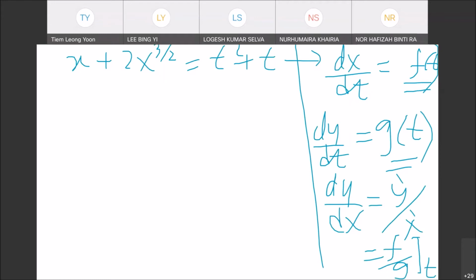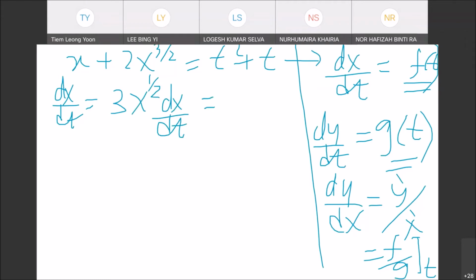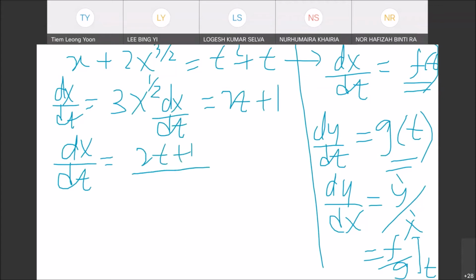So the first point here will give you dx/dt. Differentiating, this will be 3x^(1/2). Then you have dx/dt. Now let me know if I'm doing it incorrectly. So this would be 2t plus 1. Okay, so I have my dx/dt: dx/dt equals 2t plus 1 divided by 1 plus 3 square root of x. So that is my first part, dx/dt.